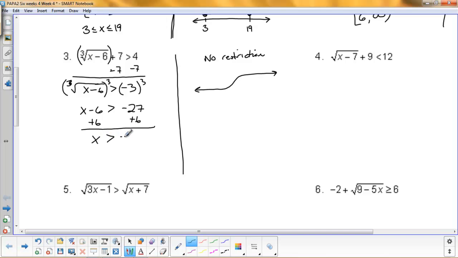X is greater than negative 21. Because there is no restriction on this, I do not have to do anything more. The answer will be negative 21 through infinity, not included.